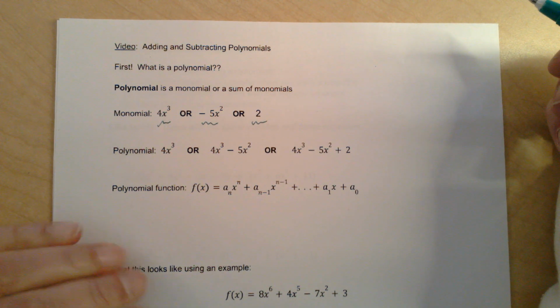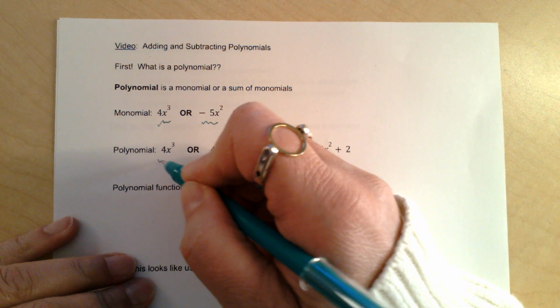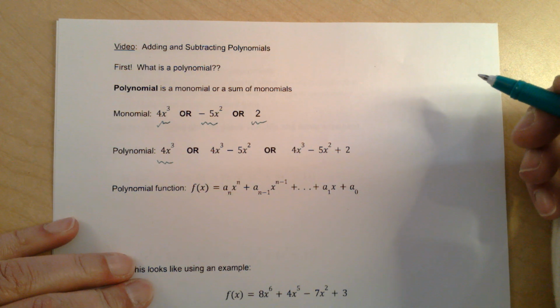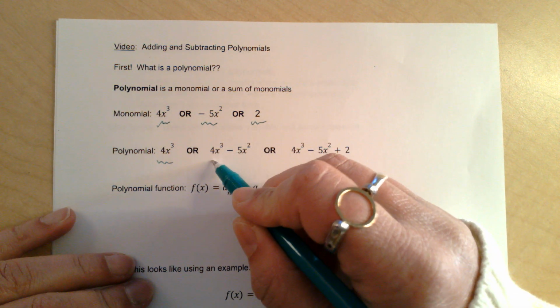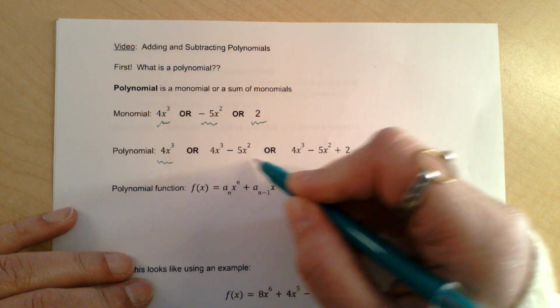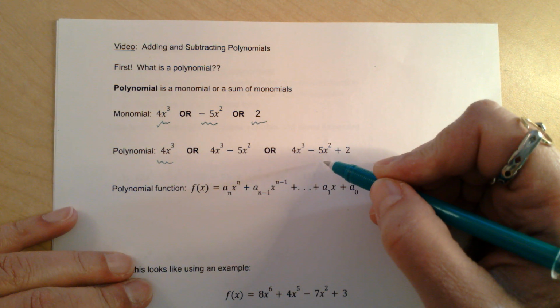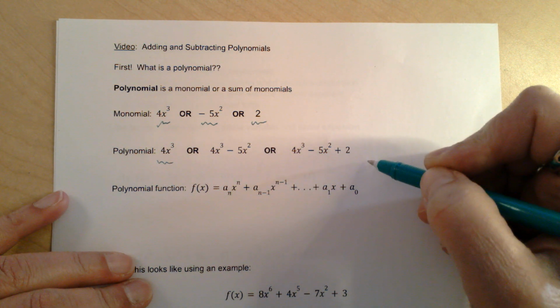A polynomial can be a monomial, such as 4x cubed, or we could put them together. A polynomial could be 4x cubed minus 5x squared, or 4x cubed minus 5x squared plus 2.